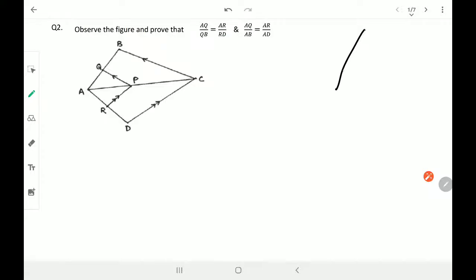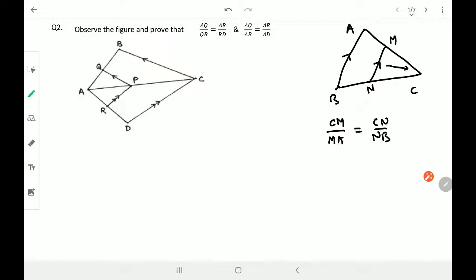In case you have a triangle like this, here is A, B and C, and if there is any line parallel to the third side, which may be MN if I consider, then CM upon MA, the vertex opposite to the parallel side you can begin with, CM upon MA is equal to CN upon NB. And the second way to write the BPT is CM upon CA is equal to CN upon CB. So whether to use this or this, it is up to you.